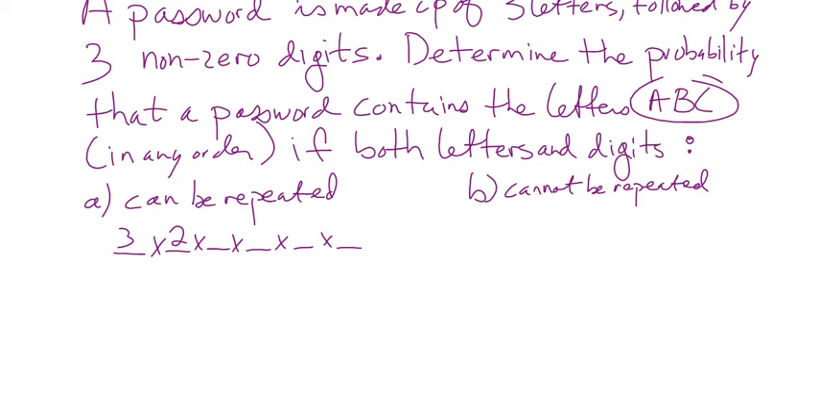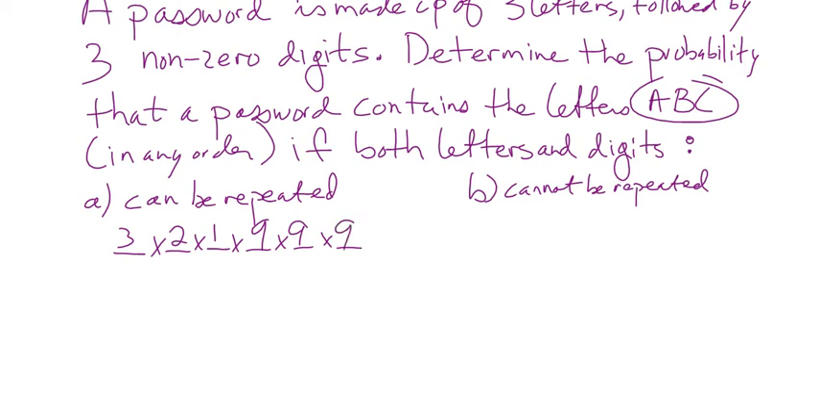How many choices for the second letter? 2. It's got to contain A, B, C. When we go to do the total, it's going to be different, because you can repeat letters. You only have 2 choices, because if you want it to have an A, a B, and a C, once you've chosen the A, it's now B or C. How many choices for the third letter? How many choices for the first non-zero digit? 9. If you can repeat digits, how many choices for the second? 9. And for the third? 9.